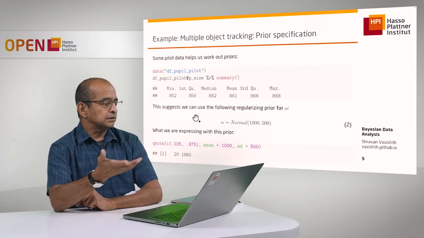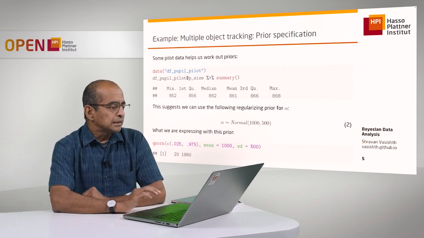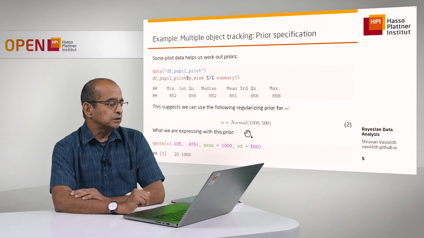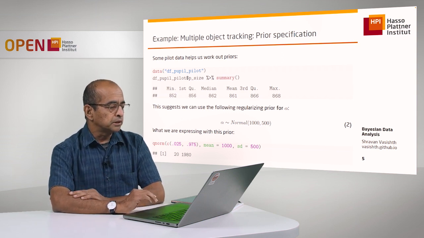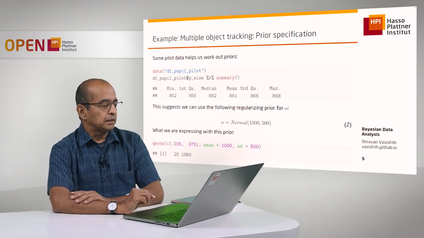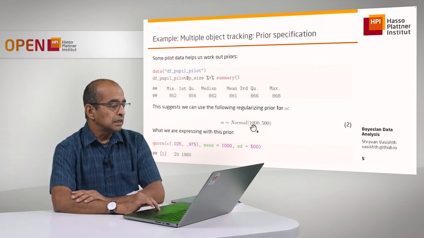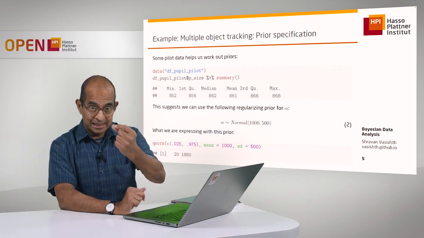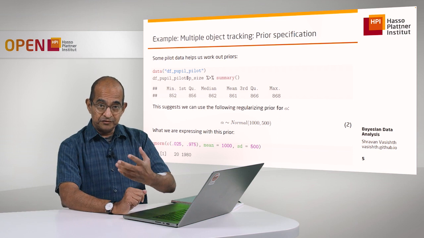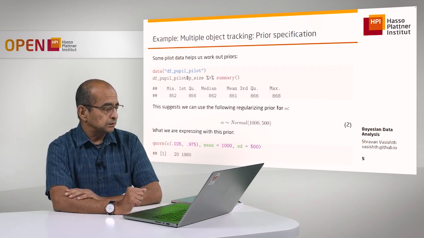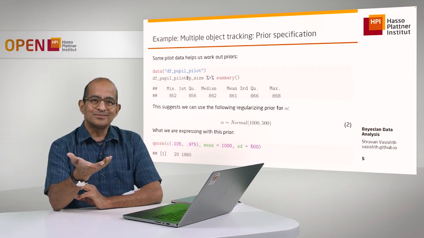And what does it suggest? It suggests that I could use a prior that would look like what's in equation 2. For the intercept parameter, I could choose a normal distribution prior with mean 1000 and a standard deviation of 500. So what are we expressing when we specify such a prior? We are actually saying something. We are expressing a belief about what we think are plausible values of this parameter. And so how do I quantify that belief?